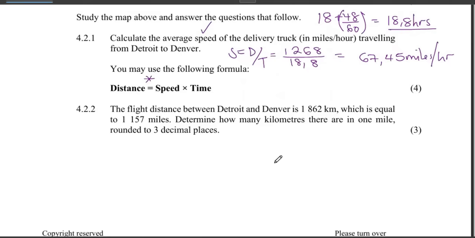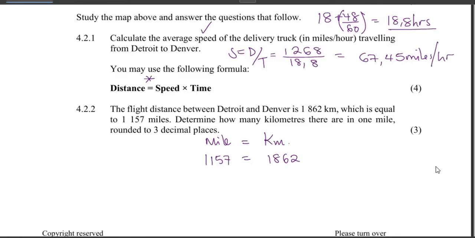1,862 kilometers, which is equal to 1,157 miles. Determine how many kilometers are in 1 mile. Round off to 3 decimal. Now, first and foremost, put mile on one side, then kilometer on the other side. So the miles that they have told us, so they should give us. Now they're asking how many kilometers in 1 mile.